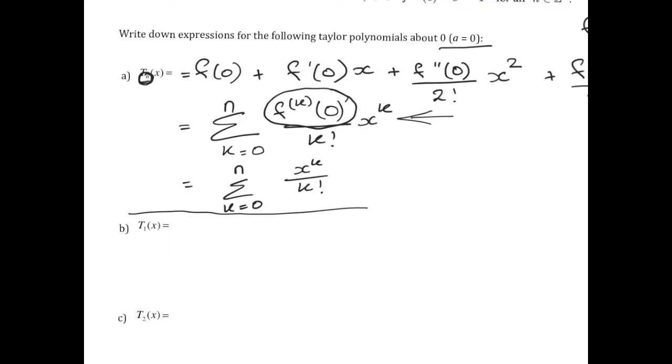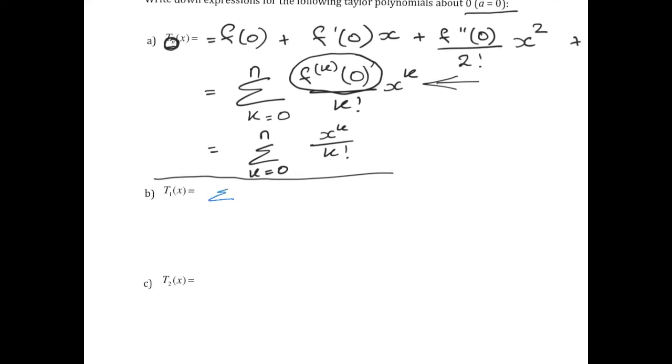Just x to the k over k factorial, which is very nice. All right, so now that we've done that, let's answer the rest of the questions. What's T1 of x? What do I do? This is the sum from k is 0 to 1. You don't have to write this line, but just to explain it, there's going to be 2 terms of x to the k over k factorial.